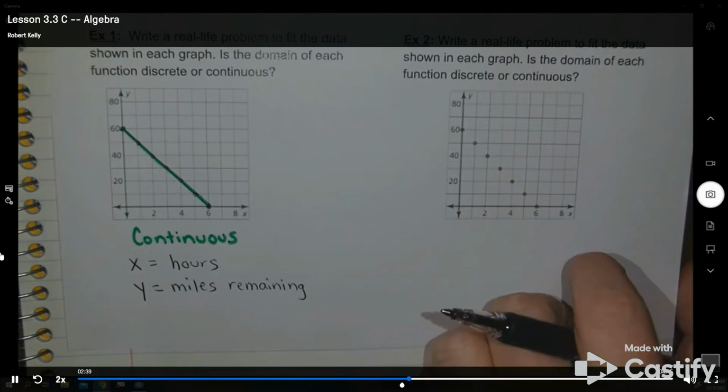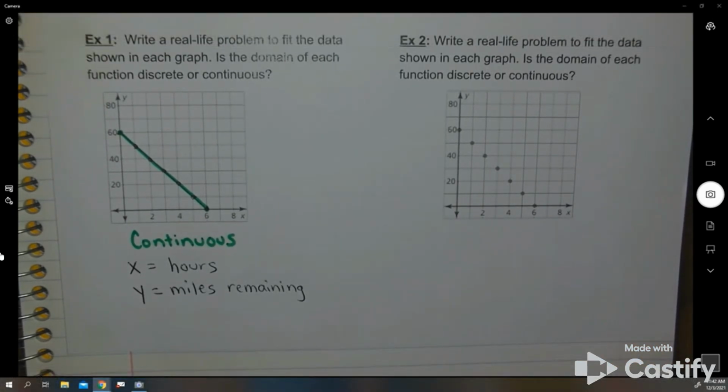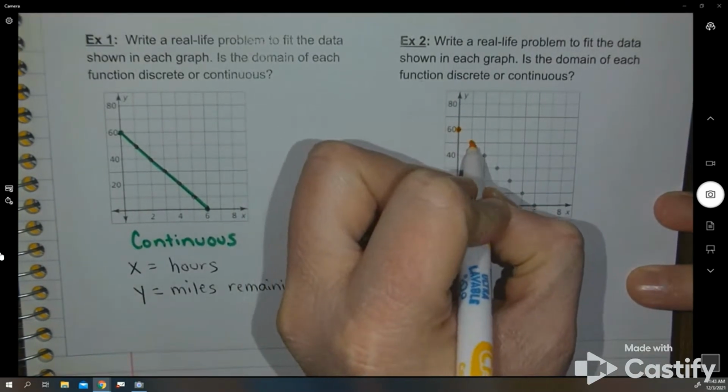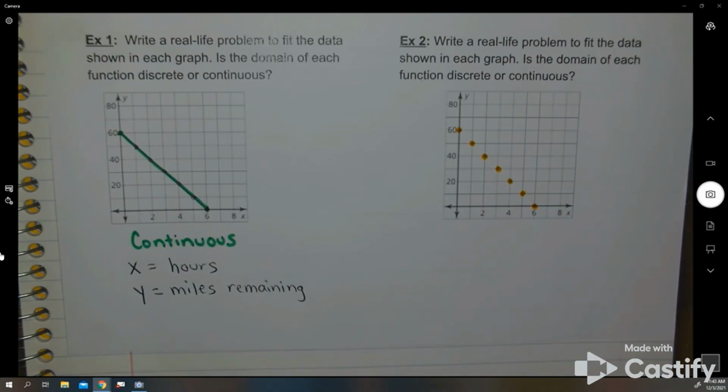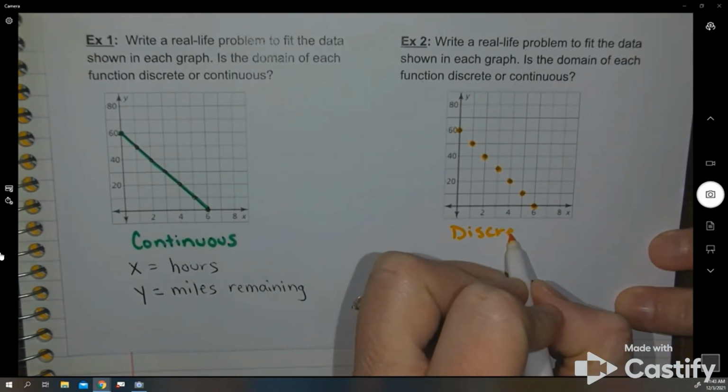For example 2, it says, write a real life problem to fit the data shown in each graph. Is the domain of each function discrete or continuous? So just like with example 1, this time I'm noticing I have very distinct points, but they are not being connected. Because they are not being connected, I know that this is discrete data.